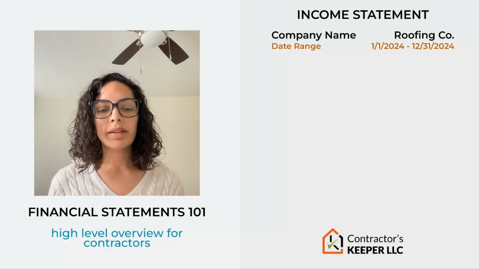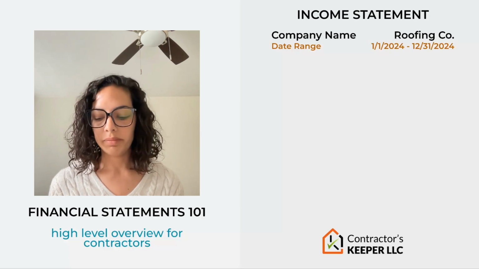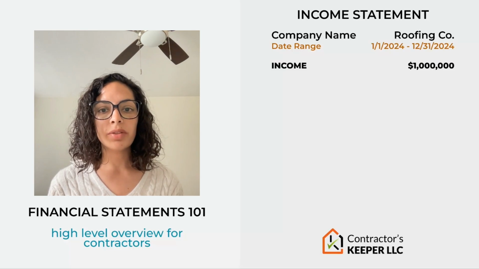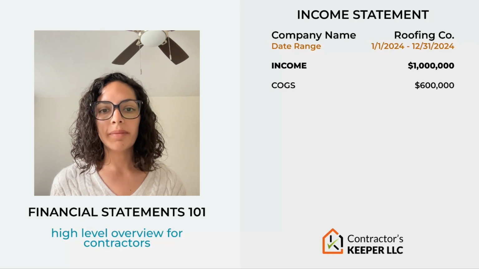Most people are at least somewhat familiar with income statements. We're going to walk through the basic information that's normally included. So first we have income. This is your gross income. This is the money that you make from the services or products that you sell. In this case, this company has made $1 million in this time period.